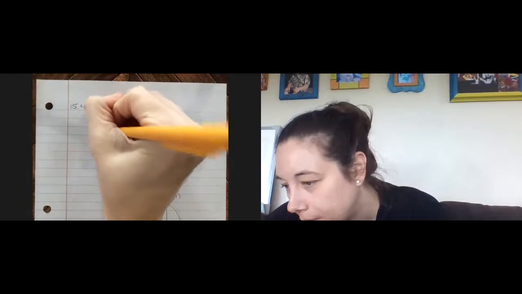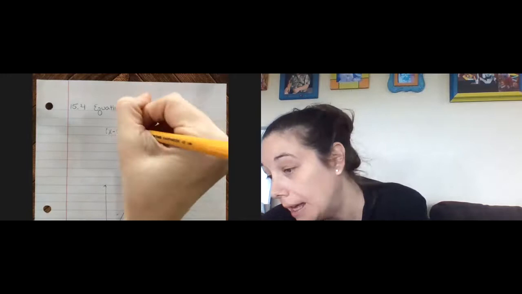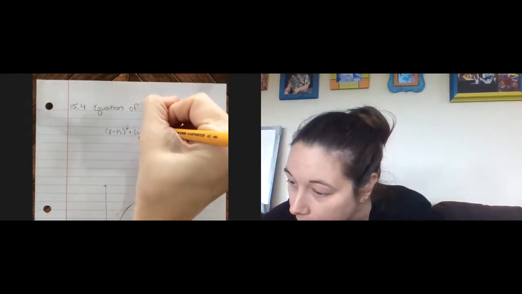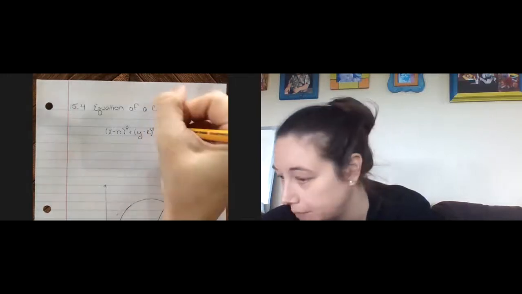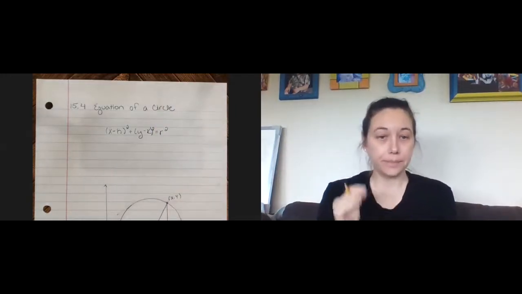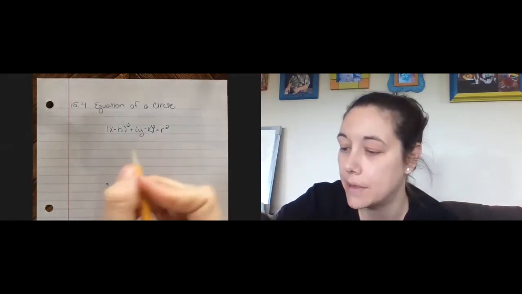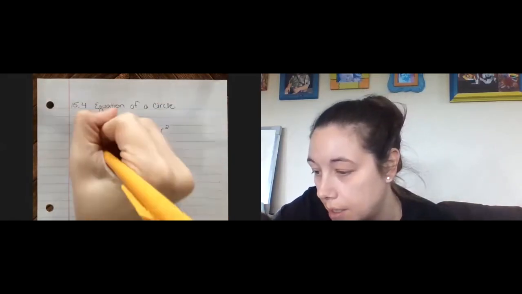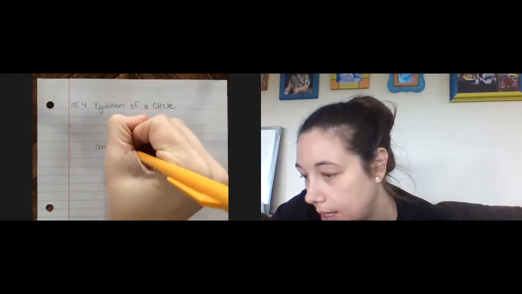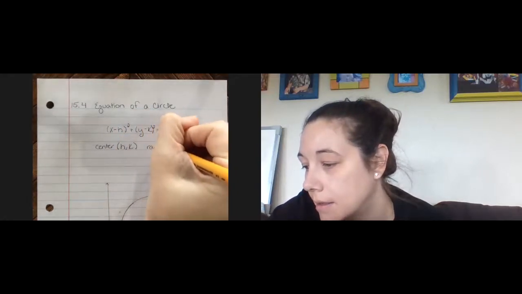So x minus h squared plus y minus k squared equals the radius of the circle squared. So h and k here represent the center of the circle. So if this is the equation, then the center is (h, k), and obviously our radius is r.